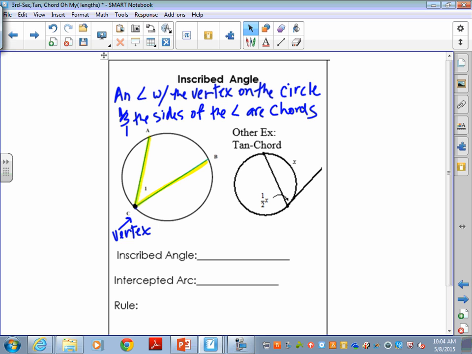I need you to get out the green sheet or the blue sheet, whatever color you had for your notes. We're going to finish the back, especially inscribed angles. We're going to get that done today. And then you have an in-class assignment that you should have picked up when you walked in. You're going to need to know the definition of inscribed angles.